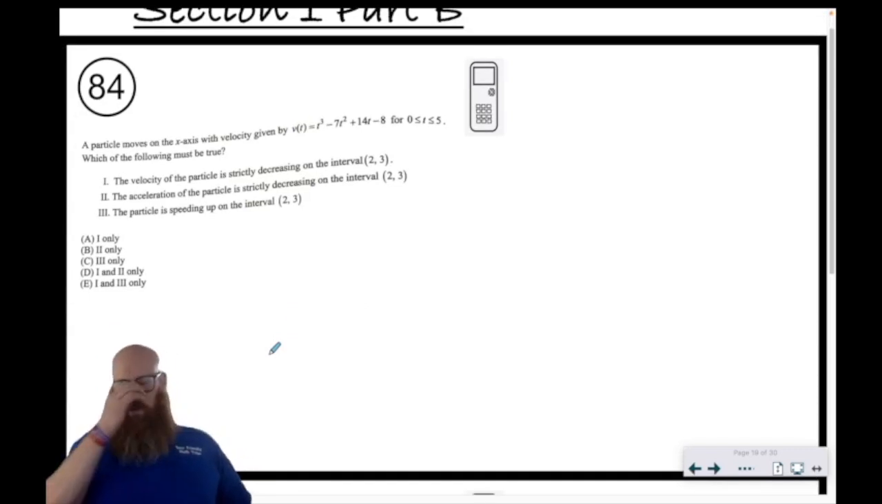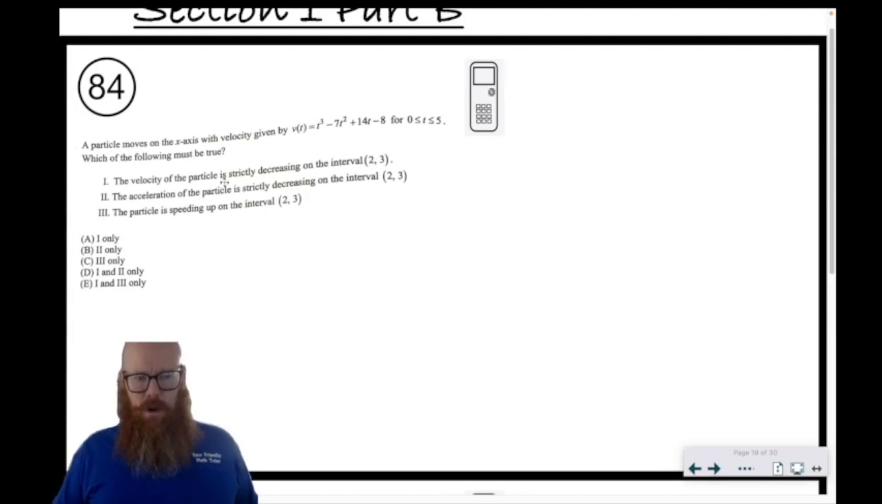All right, on we move to number 84. A particle moves on the x-axis with this velocity. Which of the following must be true? The velocity of the particle is strictly decreasing, acceleration, and it's speeding up. Okay, I think that we just need the graph of the velocity.